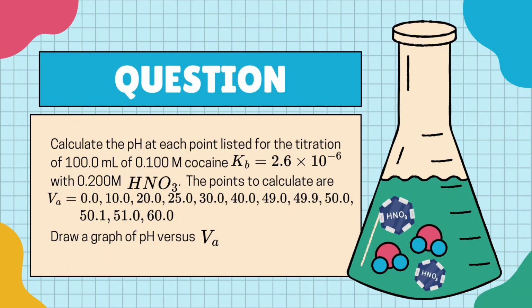First, calculate the pH at each point listed for the titration of 100 mL of 0.1 M cocaine, with the Kb equal to 2.6 multiplied by 10 to the negative 6, with 0.2 M HNO3. The points to calculate are from 0.0 to 60 milliliters. And the second one is we need to draw the graph of pH versus Va.